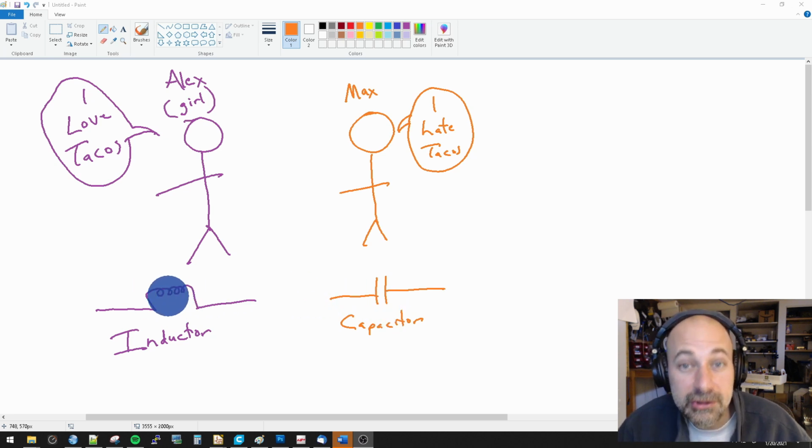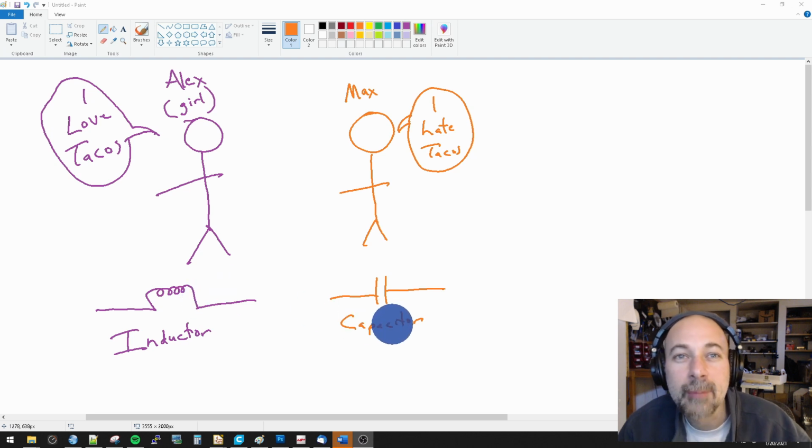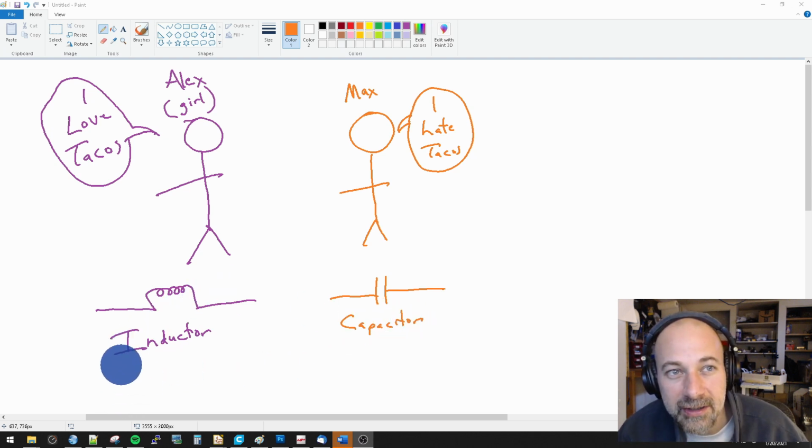Inductors in parallel shrink. And same thing in series. Inductors in series get bigger. Capacitors in series shrink. And it just so happens, just a little tidbit, inductors always follow this.